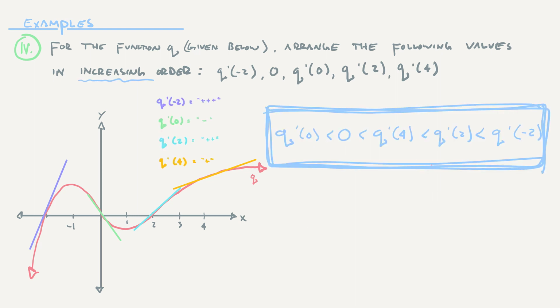So if I'm going to put all these things in order, I said q prime of 0, right? The slope at 0 would be the smallest value, because it's the only negative one, right? The slope of this tangent line is negative. Then I put 0 because everything else is positive. Q prime of 4, the slope at 4 is what I really should say, is positive, but not super steep. The slope at 2 is steeper than the slope at 4, and then the slope at negative 2 is definitely the steepest one.